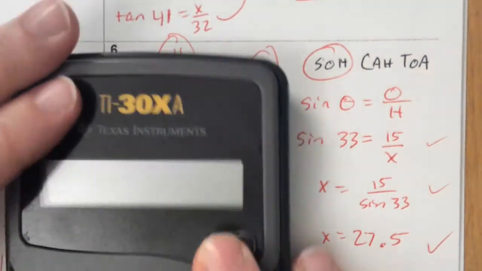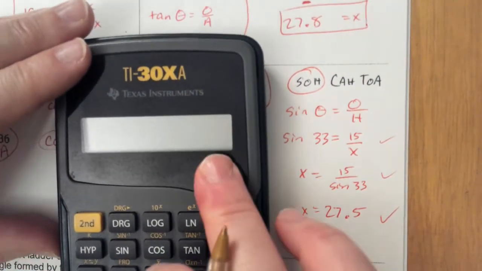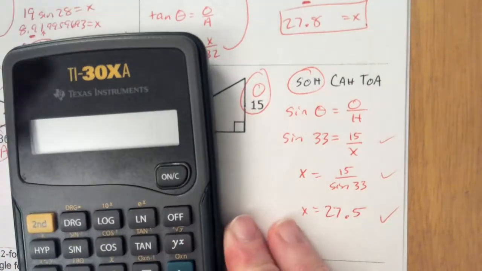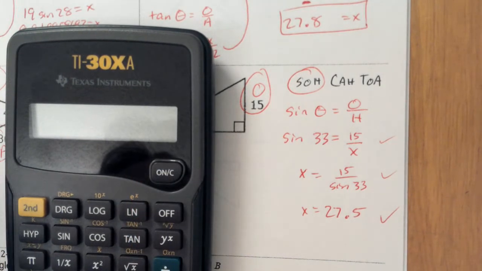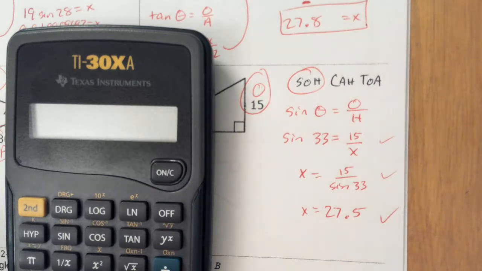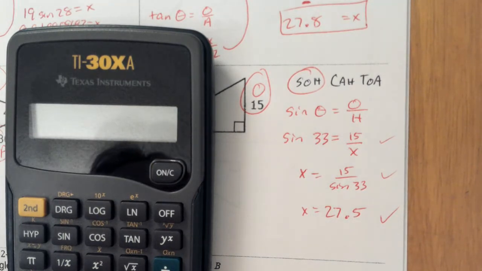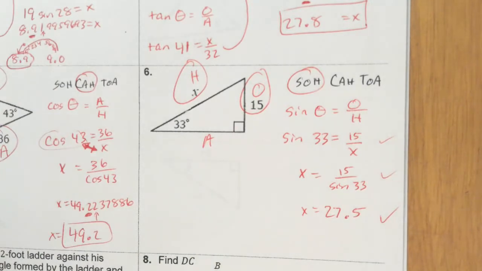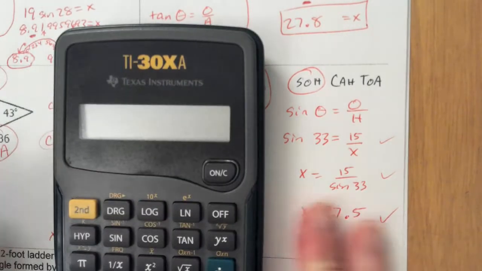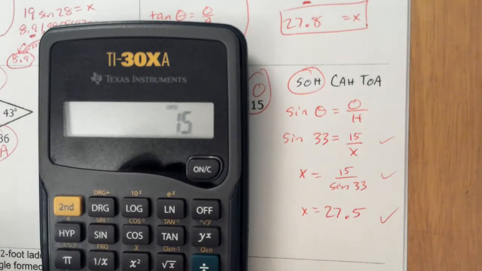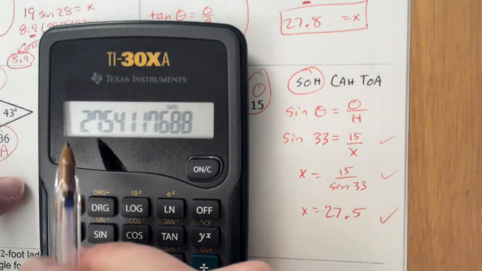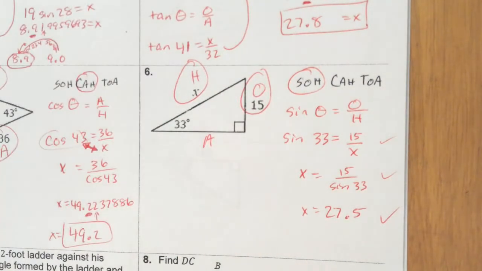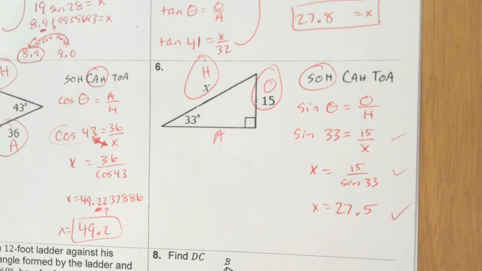Okay, what about on this calculator? On this calculator, we would do, battery's dying, that's awesome. Talk about timing. We go 15, hold on, there we go. So 15 divided by, and we would have to do 33 sine. Enter. You have to remember to push enter on this calculator. And notice we got the same answer, 27.5. Awesome. All right, let's keep going.